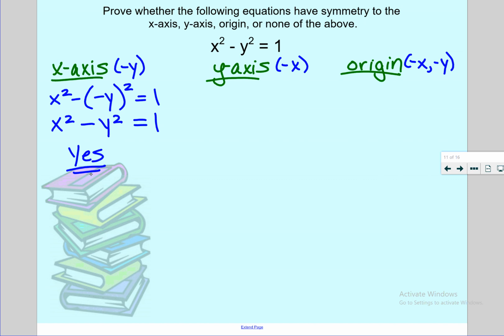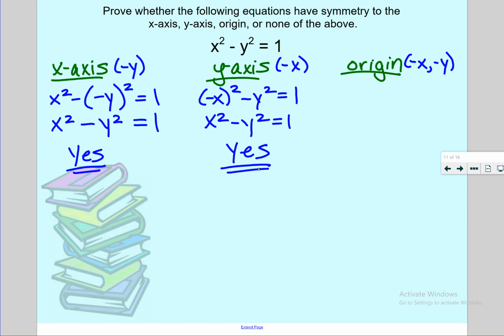Symmetry to the y-axis. We're going to replace the x's with negative x. So that looks like negative x squared minus y squared equals 1. Negative x squared, will that be positive or negative? Positive. Is that the same as my original equation? Yes. We have symmetry to the y-axis.